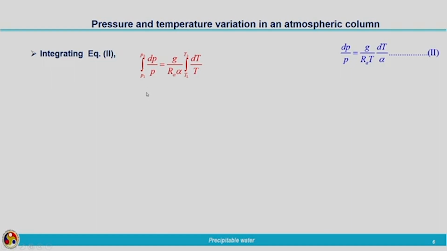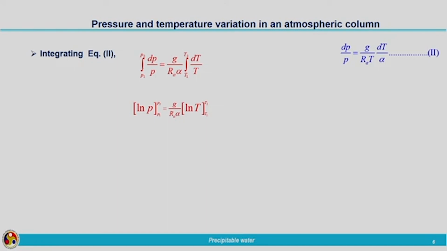That is why the equation is integrated between P1 to P2 on the left hand side, and the right hand side, the terms related to temperature, will be integrated between T1 to T2. So, this is the integral of P1 to P2 dP by P is equal to G by R alpha times the integral of T1 to T2 dT by T. When we integrate this equation, it takes the form ln P between P1 and P2 is equal to G by R alpha ln T between T1 and T2.